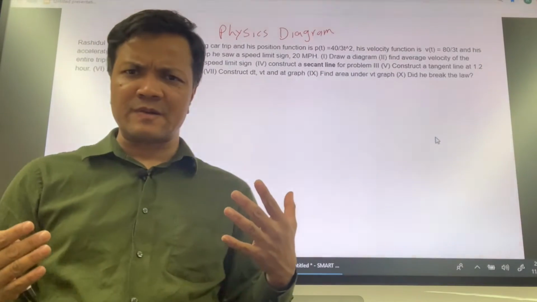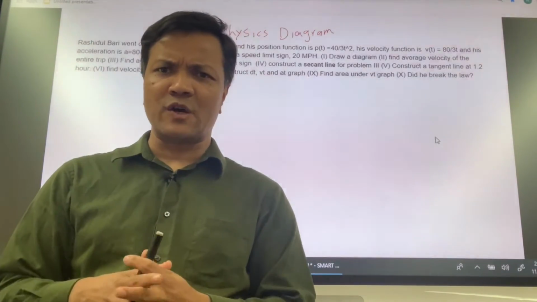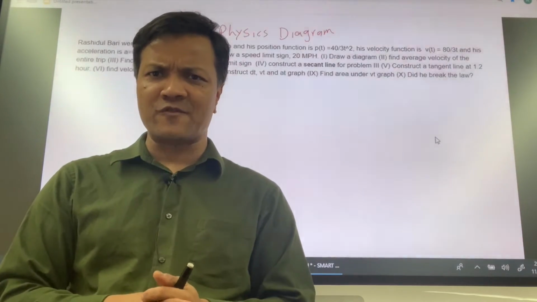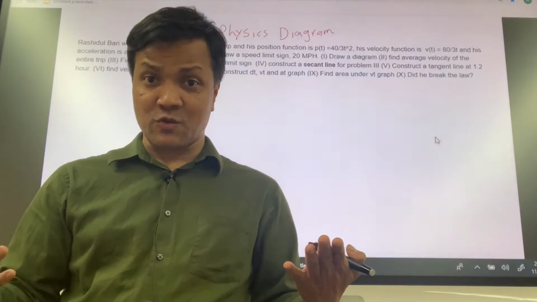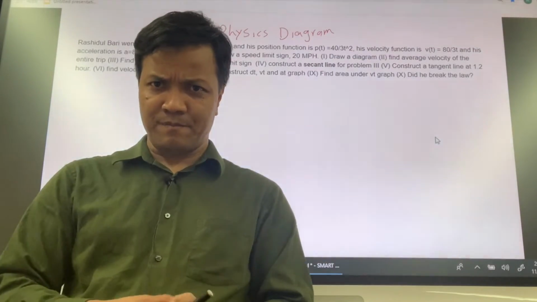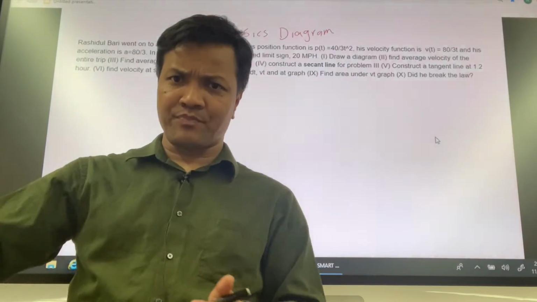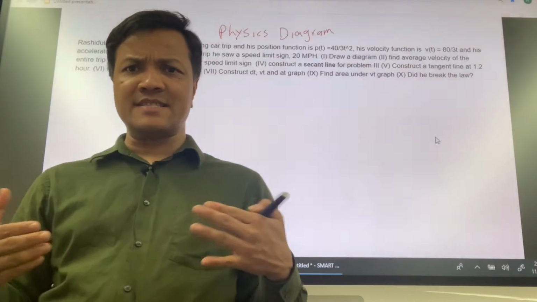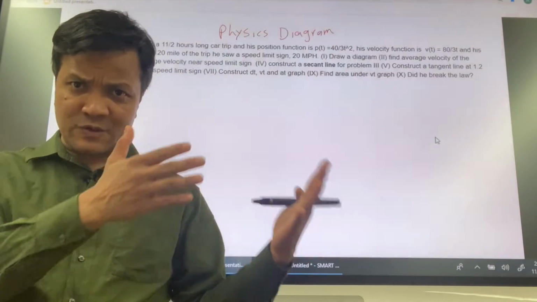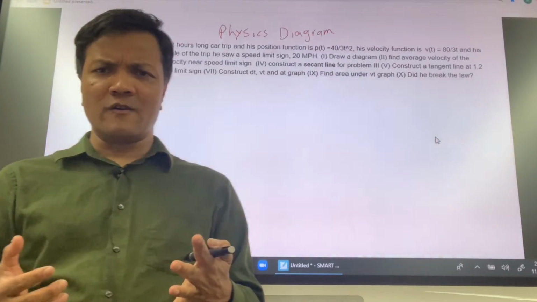This is a very interesting problem. Rashidul Bari went on a 1.5 hour long bike trip, and his position function is quadratic, 40 over 3 t squared. That means over the time he was speeding up. In 20 miles of the trip, he saw a speed limit sign, which is of course given as 20 miles per hour. We want to know, did he break the law?